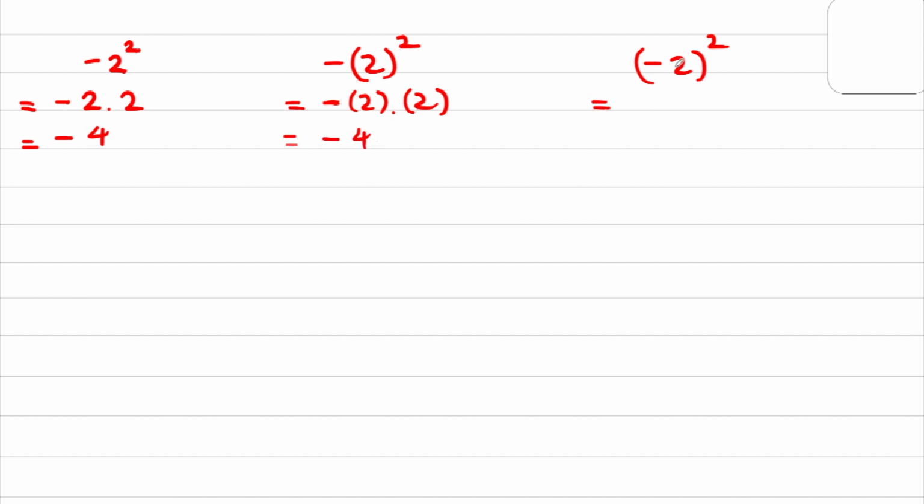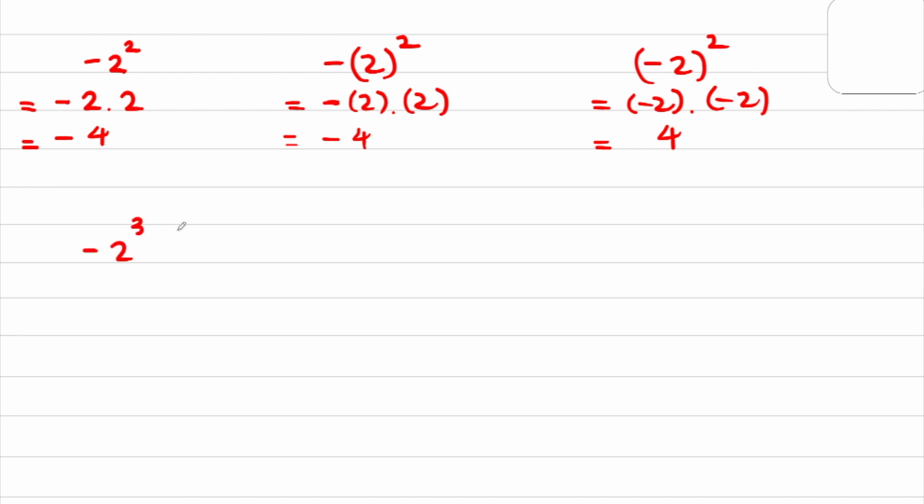And the next one, the square here will be applied to all of this bracket. Negative 2 times negative 2: minus times minus is positive, and 2 times 2 is 4. The result will be 4.